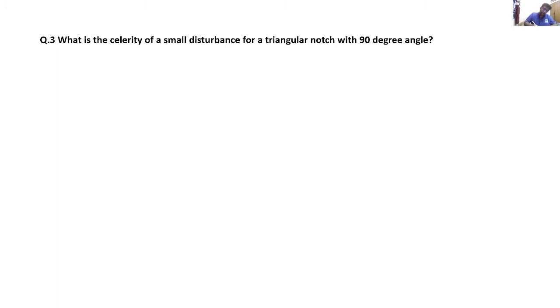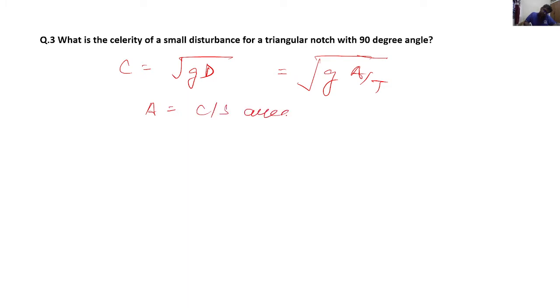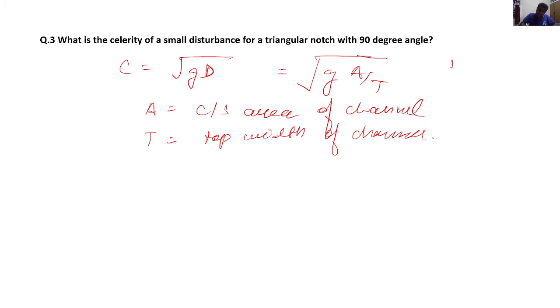So we know that the celerity is calculated as square root of gD, which is the denominator expression of the Froude number. D is the hydraulic mean depth, so D can be represented as A by T, where A is the cross-sectional area of the channel, and T happens to be the top width of the channel. In some of the books, D is also represented as L, that is the characteristic length, but it means the same, by the way.